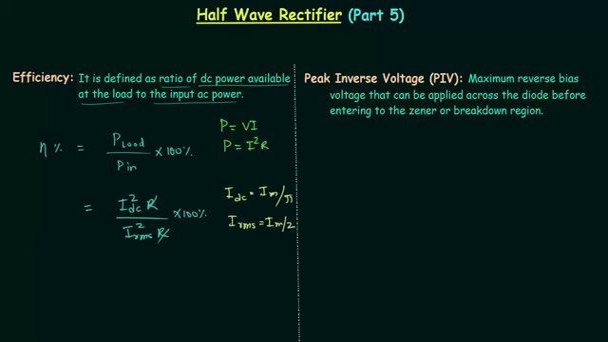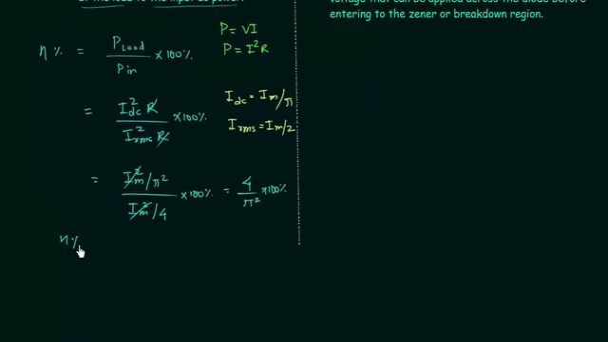So we have Im square divided by pi square, divided by Im square divided by 4. We can cancel out the two Im squares, and we are left with 4 divided by pi square. When you solve this, you will have efficiency equal to 40.56%, which is very low.